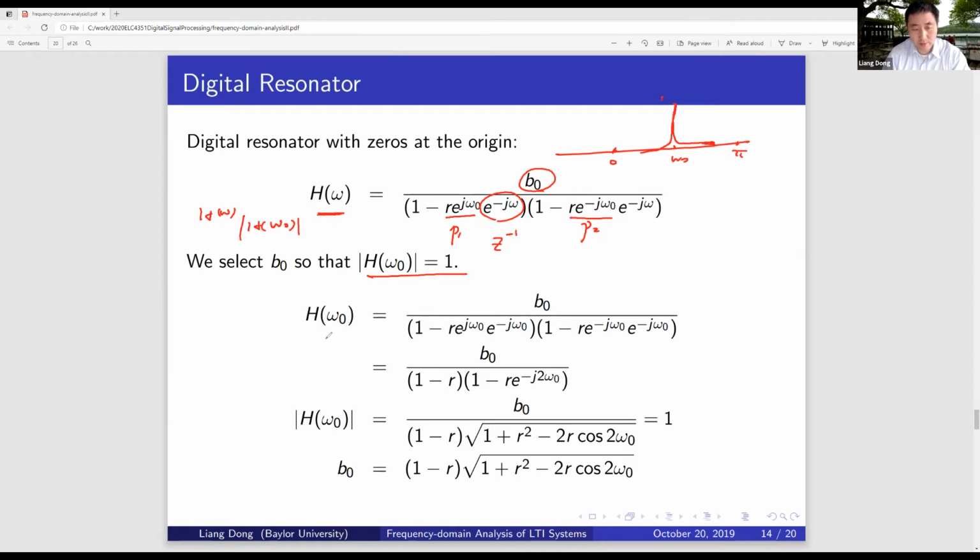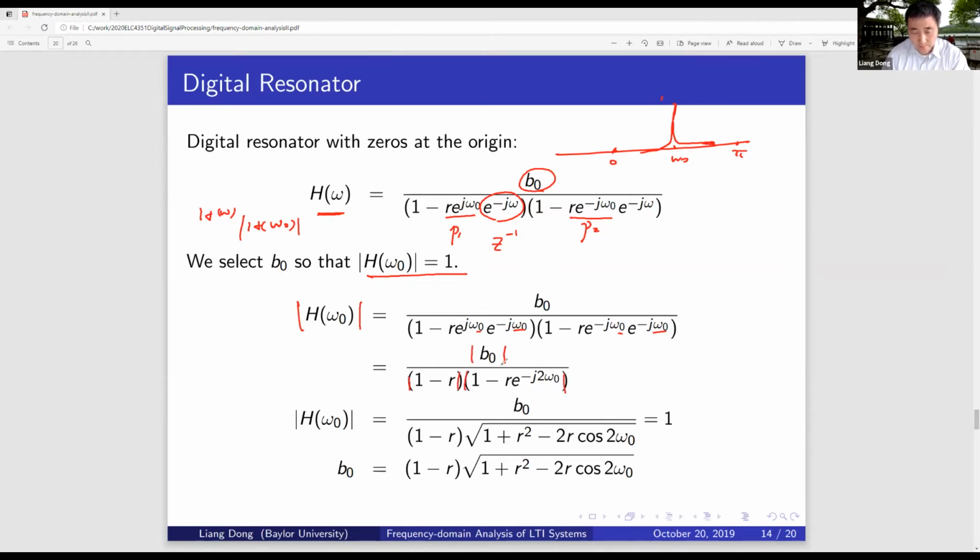First, we replace omega with omega 0, putting this omega 0 here and omega 0 here. Sort out the numerator, and it gives me this form. And then I put an absolute value sign here. So the absolute value sign, if you're putting it here, that's my absolute value here.